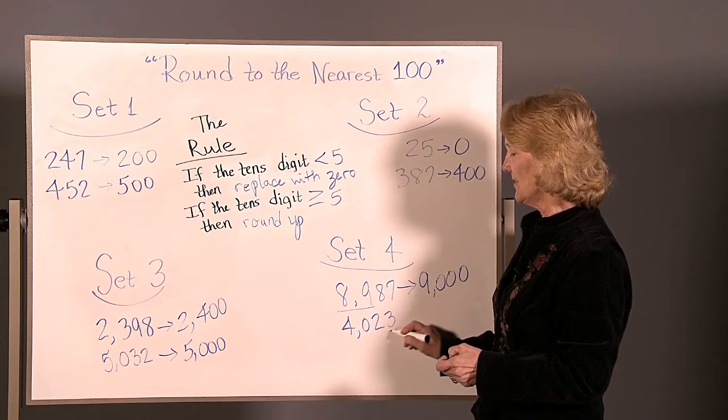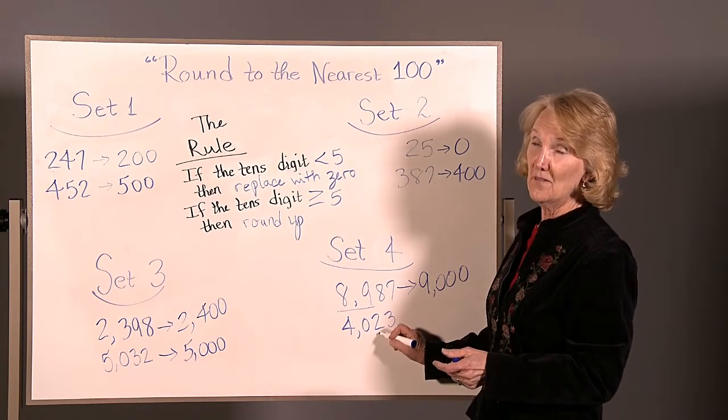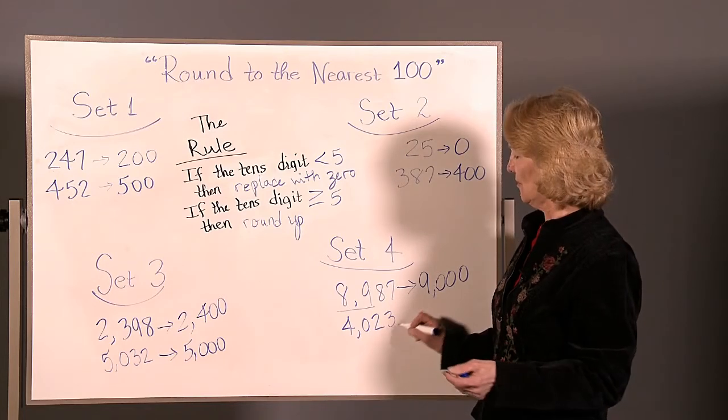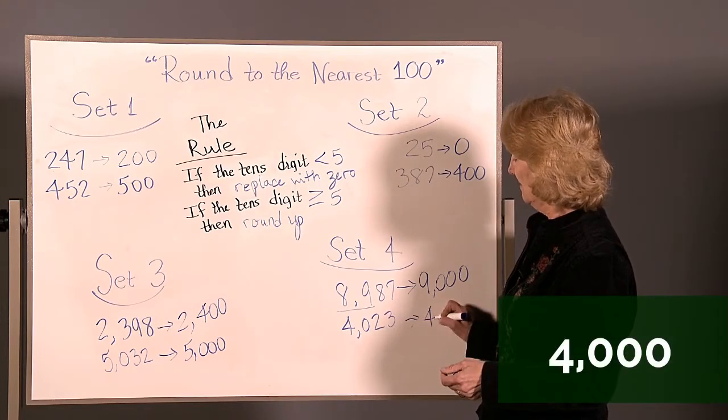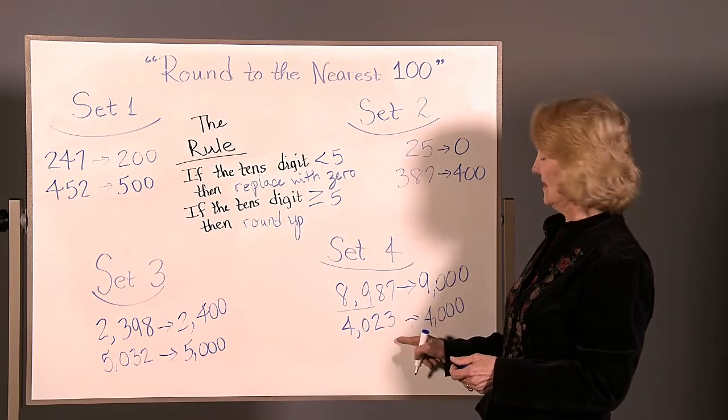Okay, if you have 4,023, you look at the tens digit. It's less than 5, so we just replace it with a 0. So 4,000 is the answer when it's rounded to the nearest 100.